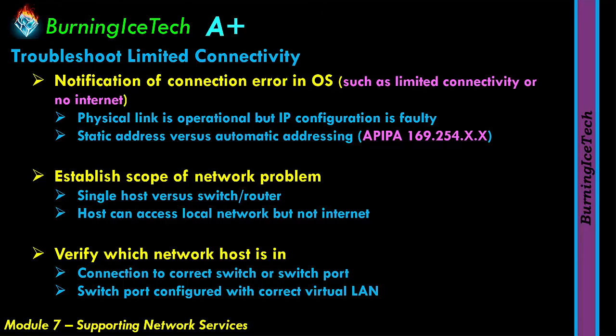So in terms of switch port configuration, make sure this machine is on the correct VLAN and not the wrong VLAN. You might have to go and unplug the cable and plug it into a different port, or you might have to go and log into the switch and change the VLAN for that specific port.